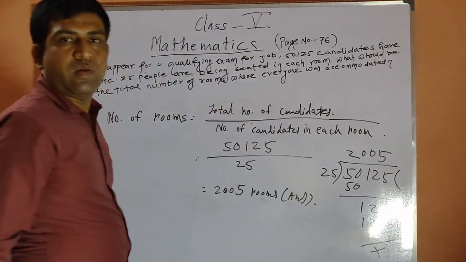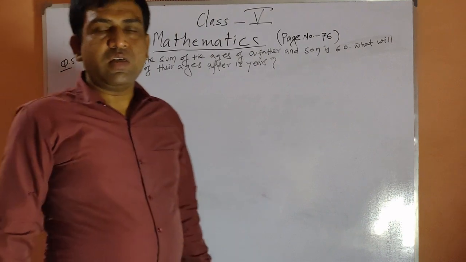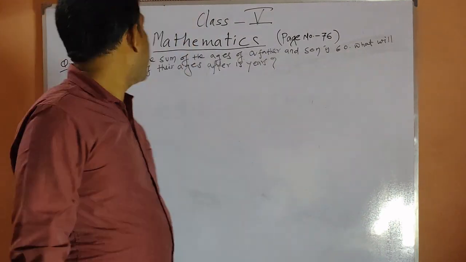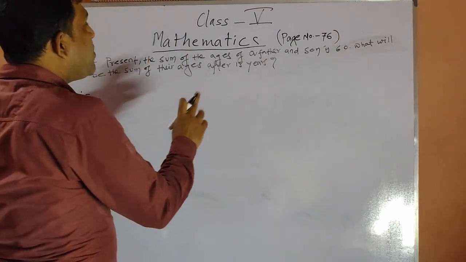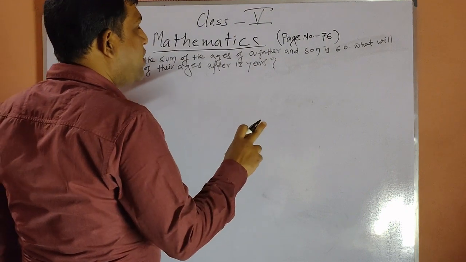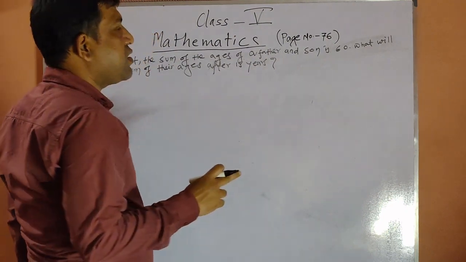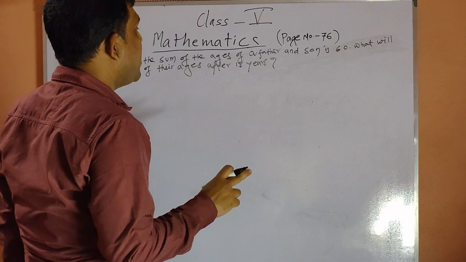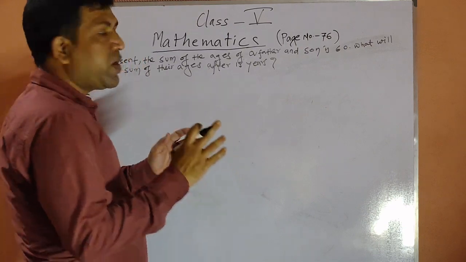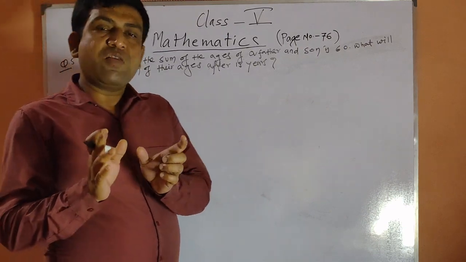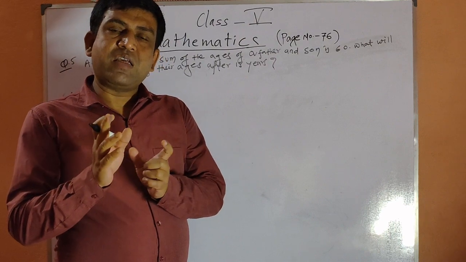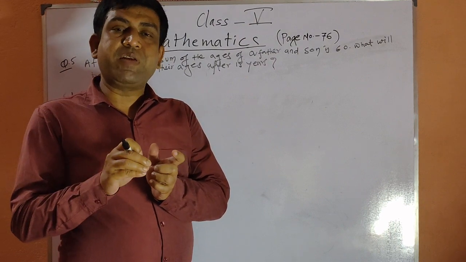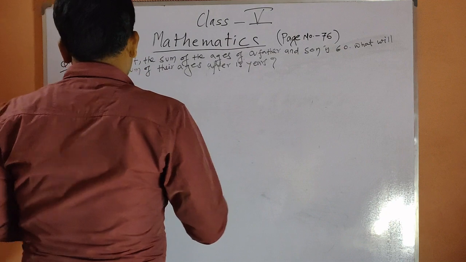The next question is question number 5. At present the sum of the ages of a father and son is 60. What will be the sum of the ages after 15 years? That means after 15 years, the age of the father will increase 15 years and the age of the son will also increase 15 years.